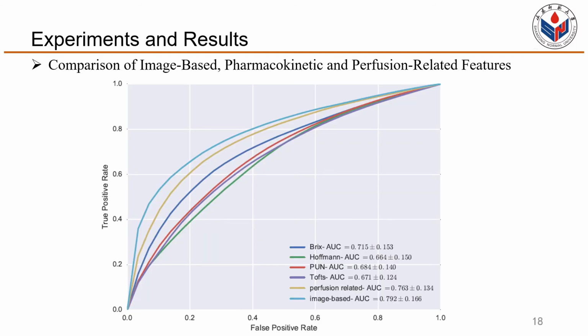In the first experiment, we compared the performance of using different categories of features for prostate cancer detection, including the image-based features, the perfusion-related measurements, and 4 different pharmacokinetic models. The results are illustrated in the figure. We can see that the Brix model performs better than the other 3 pharmacokinetic models. Using the perfusion rate measurements produces better results, and using the image-based features produces the best results.